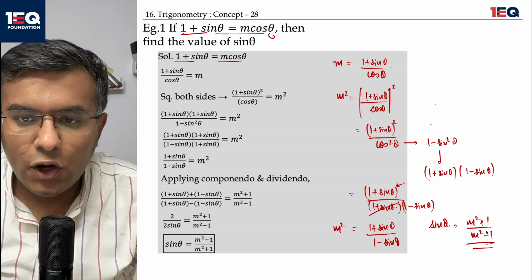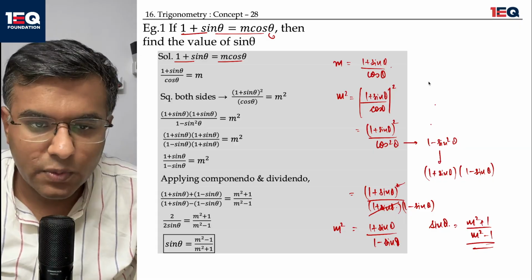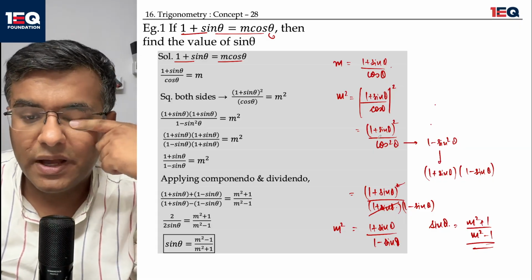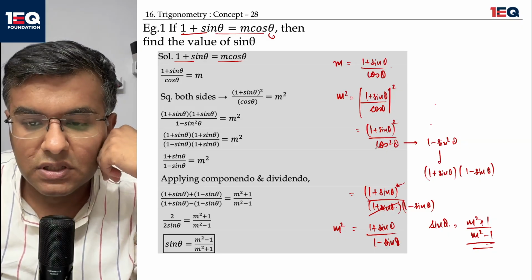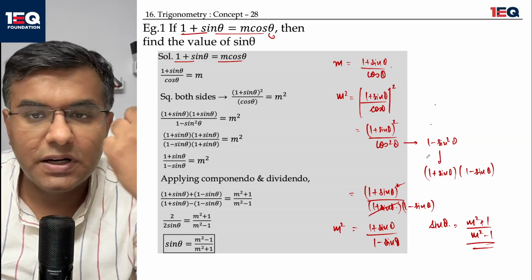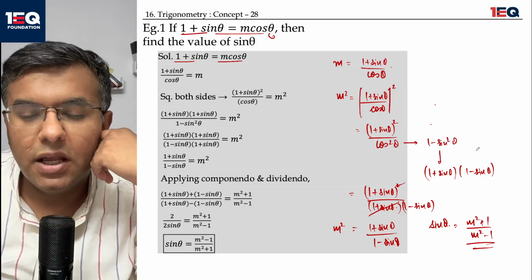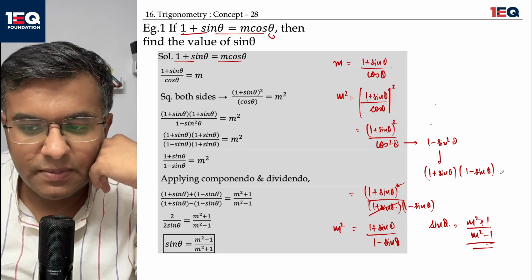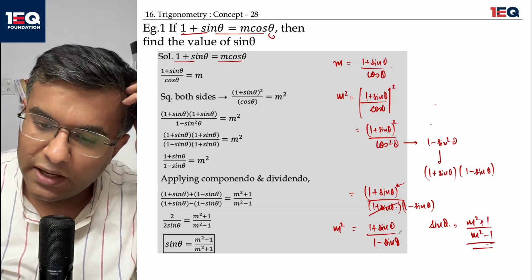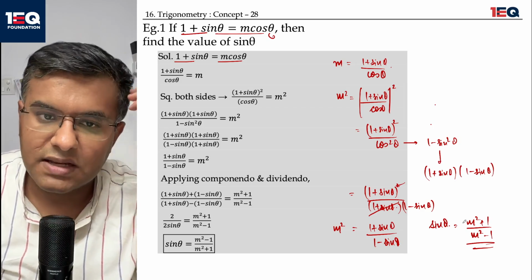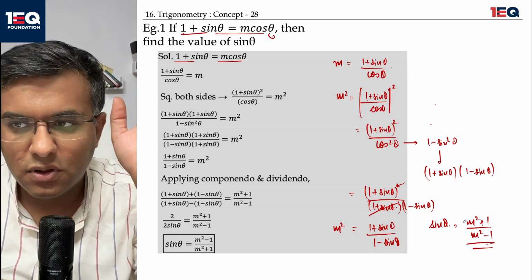Okay, I hope you can see it really well that I did the squaring first. And then I used cos square theta as 1 minus sine square theta. Then I used the identity of a square minus b square equal to a plus b multiplied by a minus b. Once I did that, I used componendo and dividendo at the last step. So this is how things would go about.